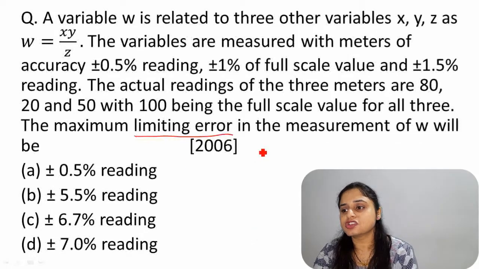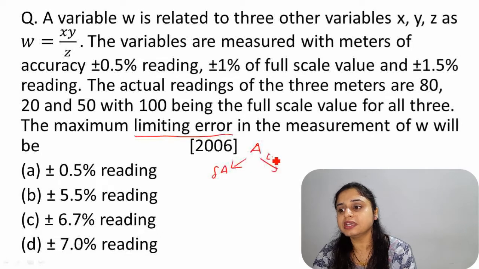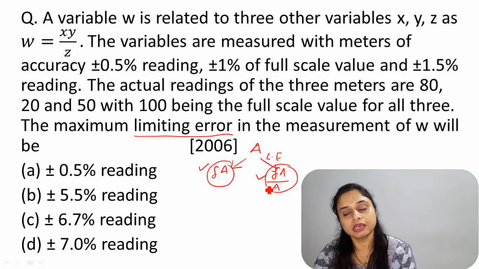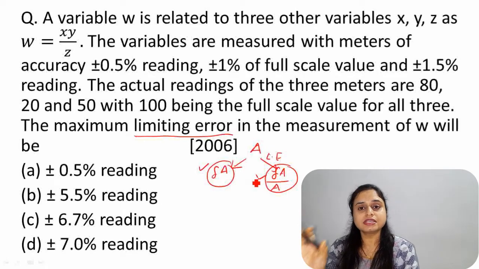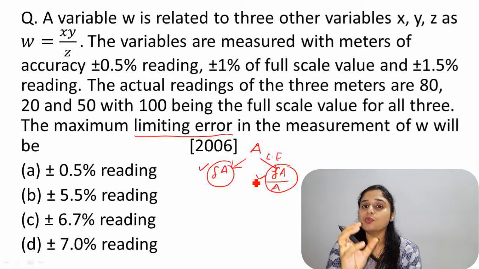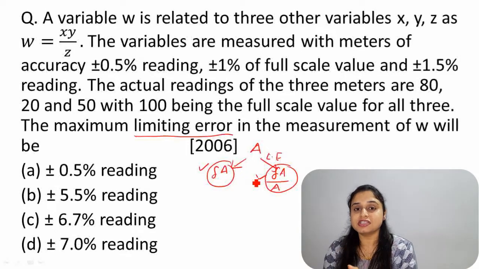Let us suppose a function a is given. When we find the simple error, it is denoted by delta a. And if we have to find the limiting error, it will be denoted by delta a by a. These are the notations for simple error and for limiting error. Now, before solving this numerical, let us see the steps we have to follow. For that, consider one example.